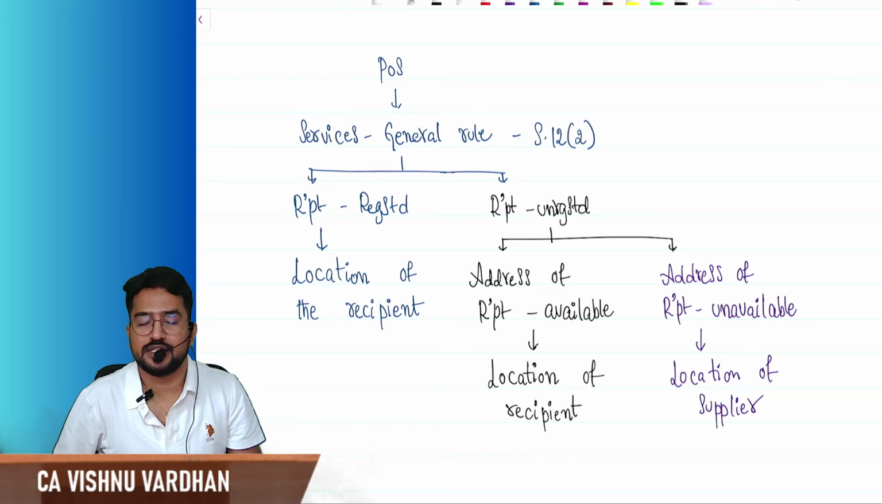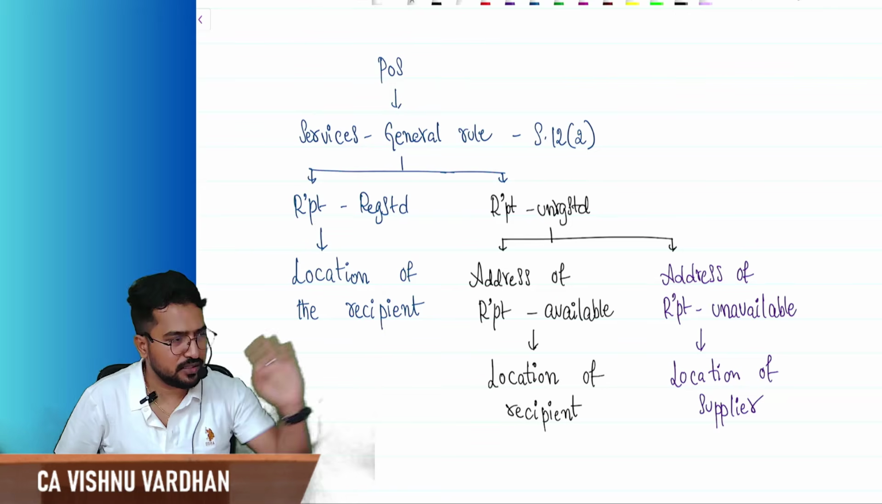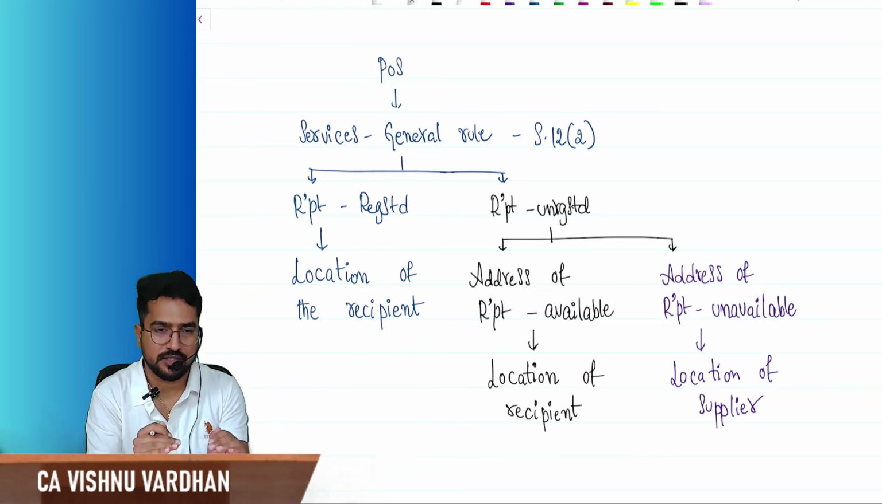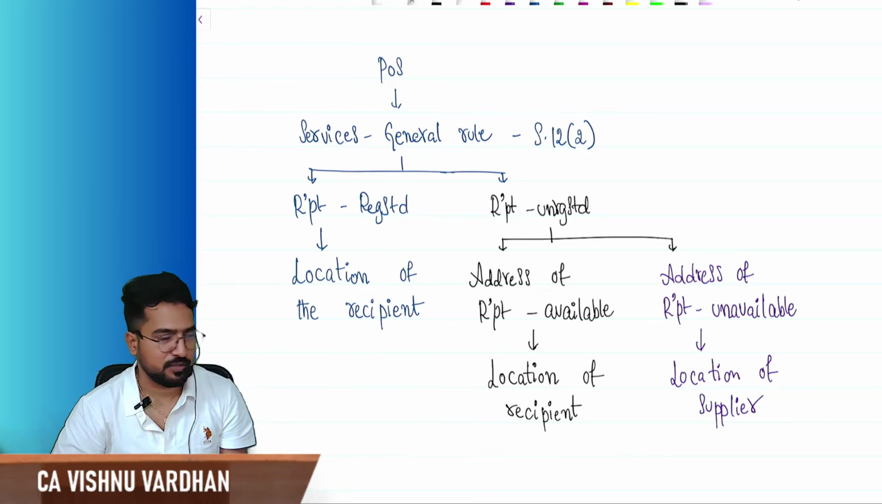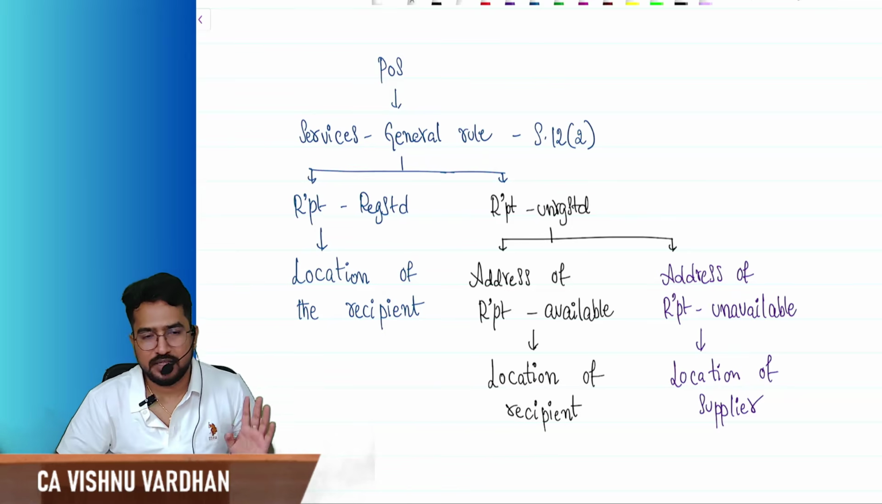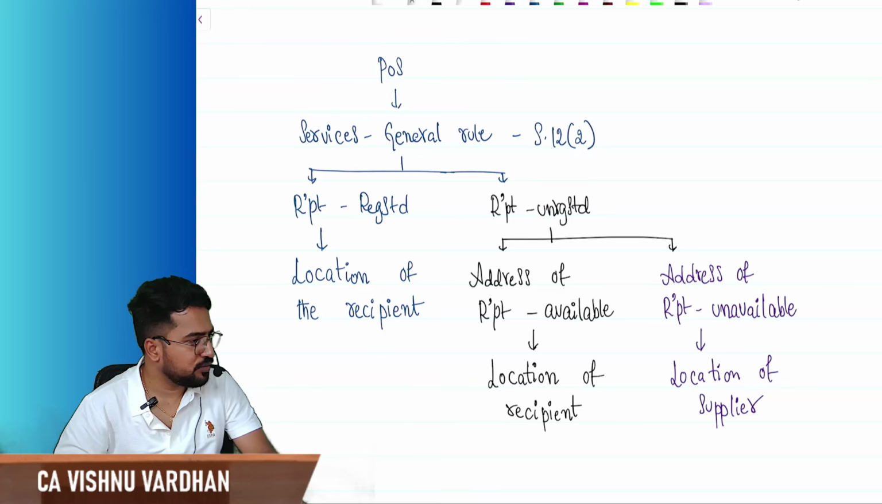Clear? So in section 12 subsection, what it says: the general rule is, if the recipient is registered, that address; if not registered, unregistered, whatever you have in your records, his address, that is the place of supply. If you don't have his address in your records, then the supplier's address, your location only, will be the place of supply. Clear? Shall we continue?